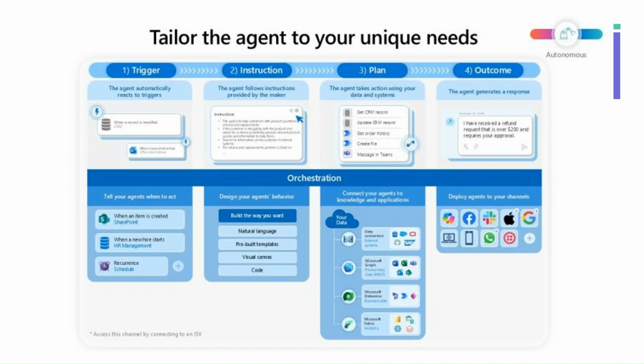Just want to give the high level steps for building an autonomous agent. First, you start with the trigger, where you tell your agent when to act. The next step is you provide detailed instructions on how your agent should behave. This will be in the form of natural language. Based on the instructions, the autonomous agent will create a dynamic plan of how to execute them. You also connect your autonomous agent to your data, knowledge, and applications. Once you have built your agent, you can deploy it to multiple channels.